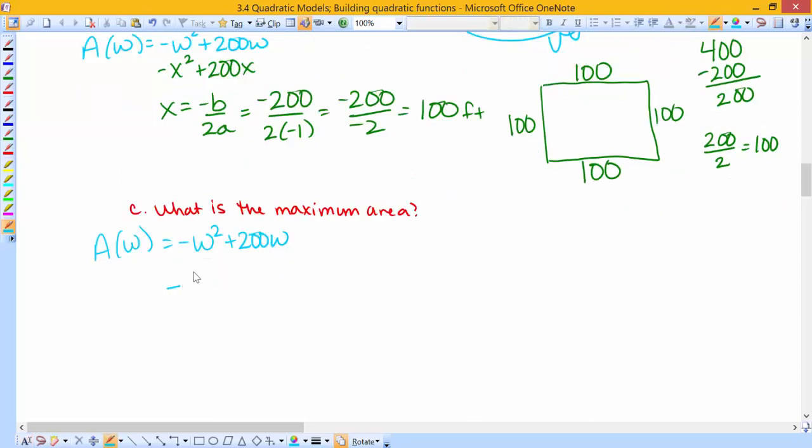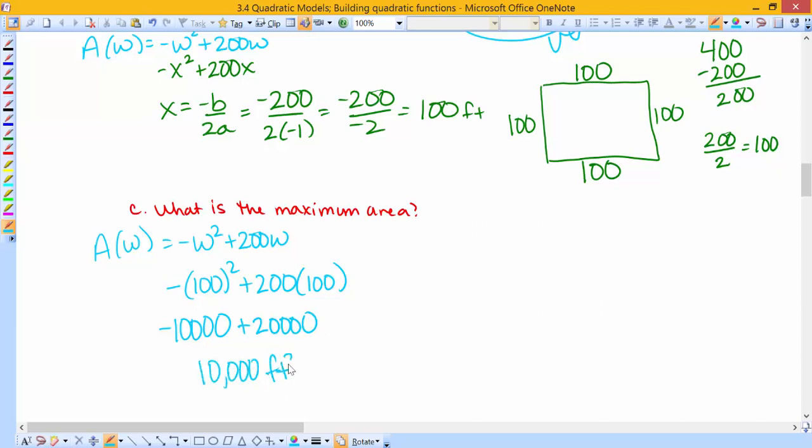So I'm going to have negative 100 squared plus 200 times 100. So this is negative 10,000. The negative does not go away. I am not squaring the negative. I'm only squaring the 100, plus 20,000. And when you add those, you get 10,000 square feet, or feet squared. So that will be the maximum area that you can get with the perimeter of 400.